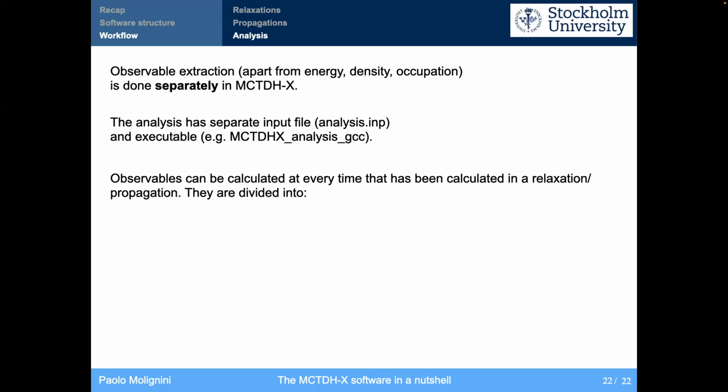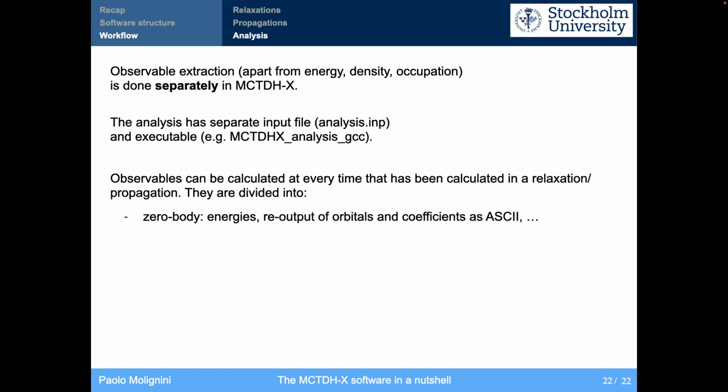So you cannot calculate, let's say you have relaxation or propagation that has time step 0.1. You cannot calculate observables that are smaller than that. So you cannot calculate at 0.01 because there is no information about that.